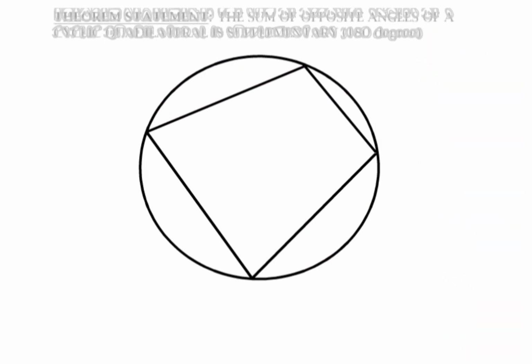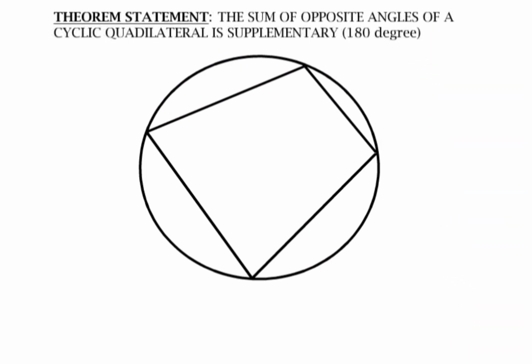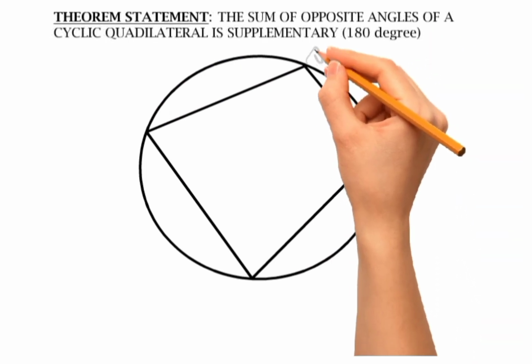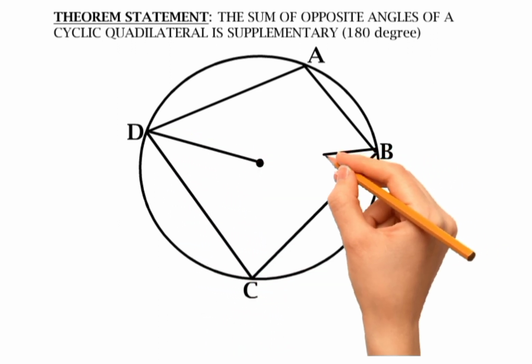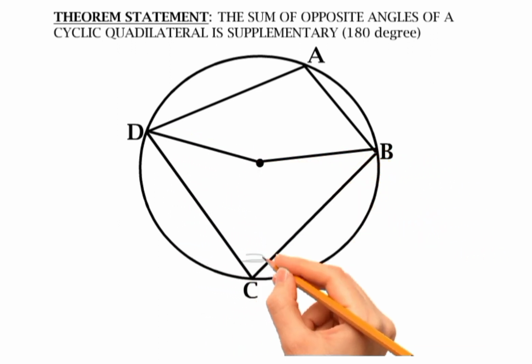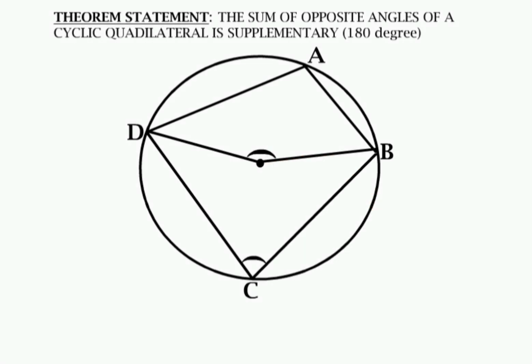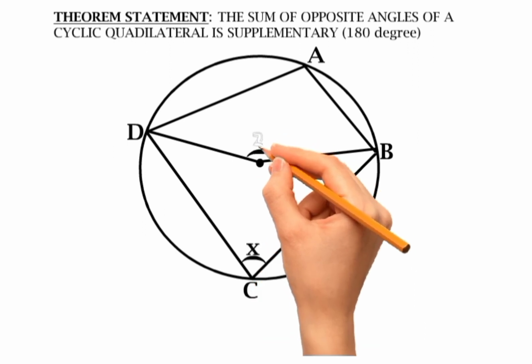Theorem statement: the sum of opposite angles of a cyclic quadrilateral is equal to 180 degrees. Let's start with a well-labeled diagram, and let's join the points B and D to the center of the circle. The previous theorem which we proved shows the angle subtended at the center of a circle is twice the angle subtended at the circumference. Therefore, we have the following by convention.